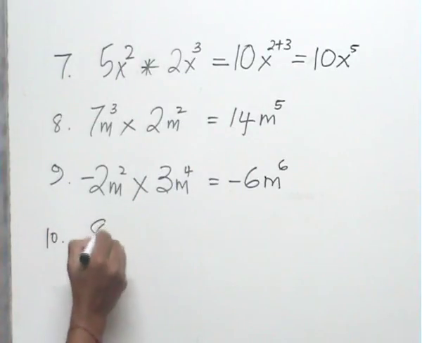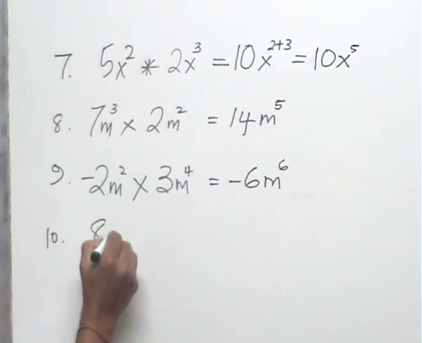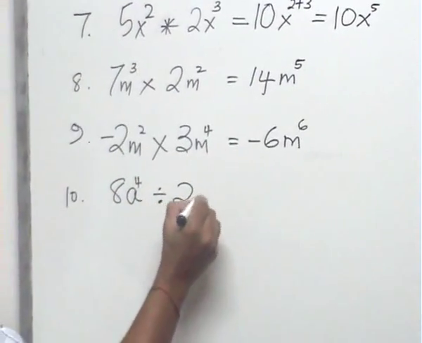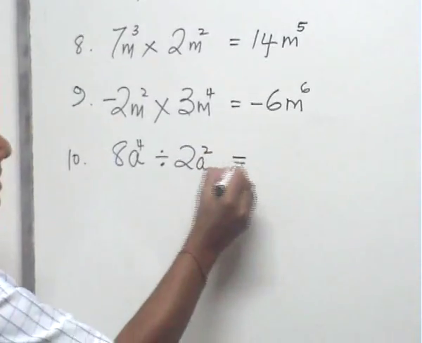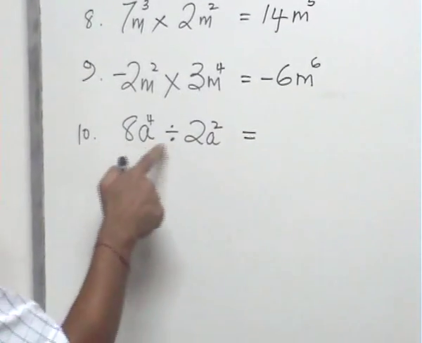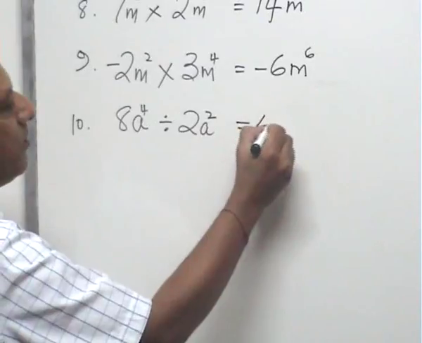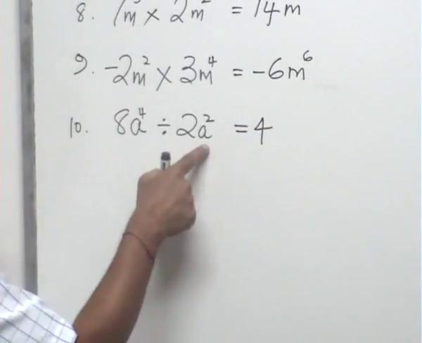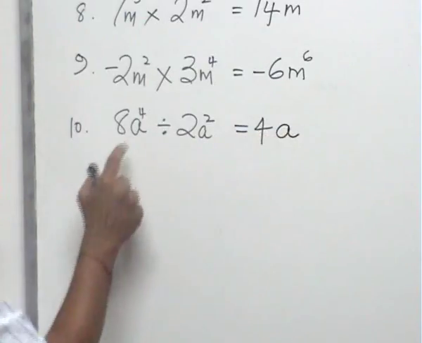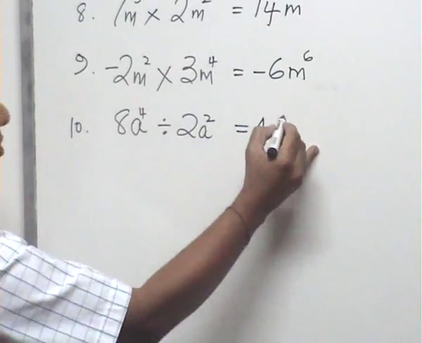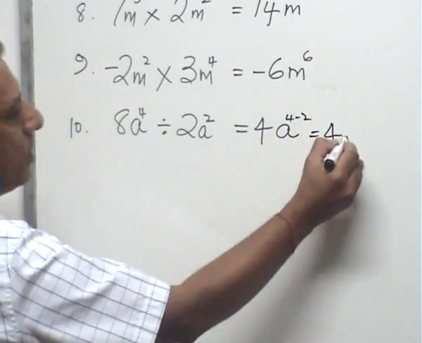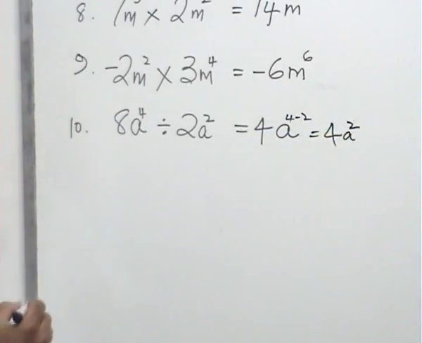Now let's do a division example. 8a to the 4 divided by 2a squared. Well, now you're dividing. So 8 divided by 2 will give you 4. Then a to the 4, a squared. Write down a once, the bases are the same. Subtract 4 minus 2, so you get 4a squared.